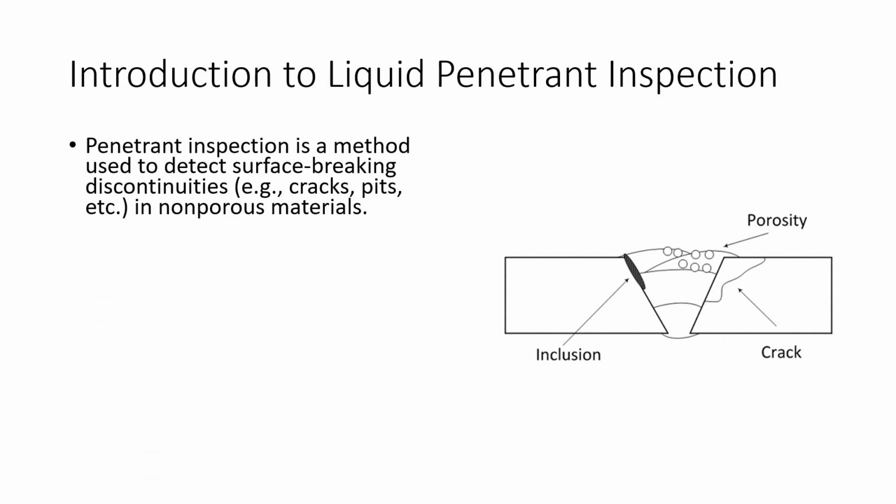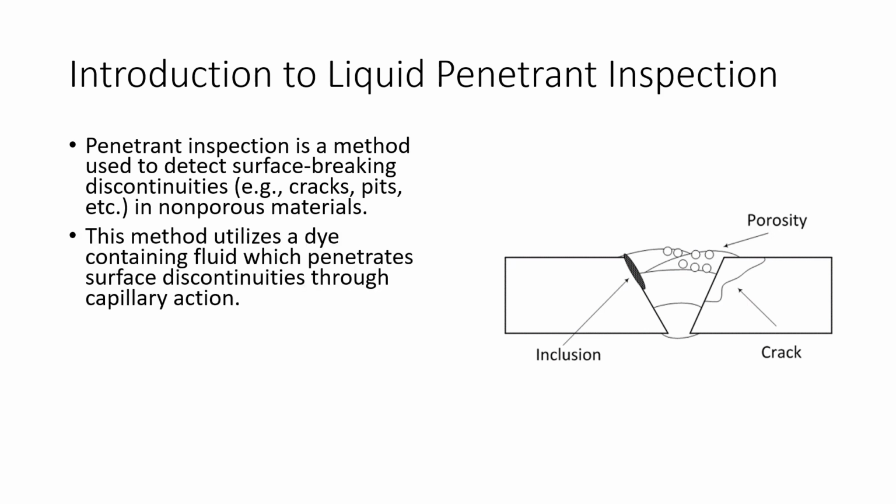So, penetrant testing is where we use a liquid to detect surface breaking discontinuities, cracks, pits, porosity, inclusions, in non-porous materials. And by non-porous materials, the material can't be sponge-like. If it is, it's not going to work.